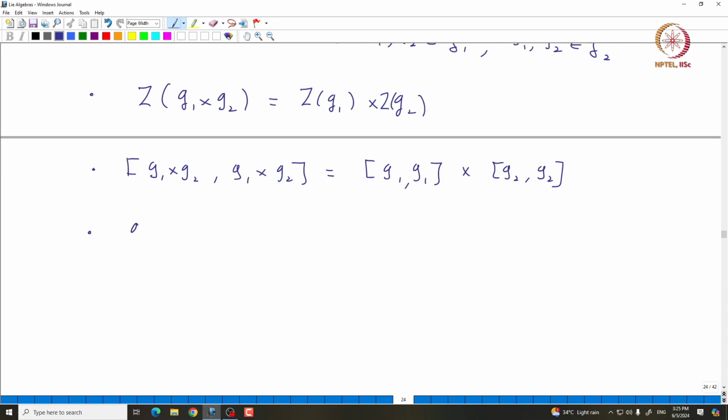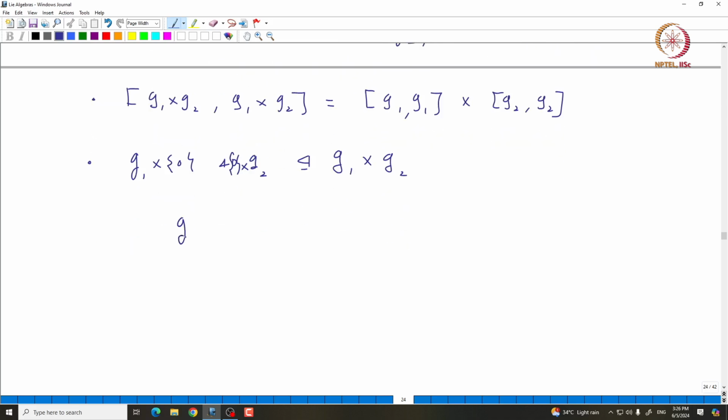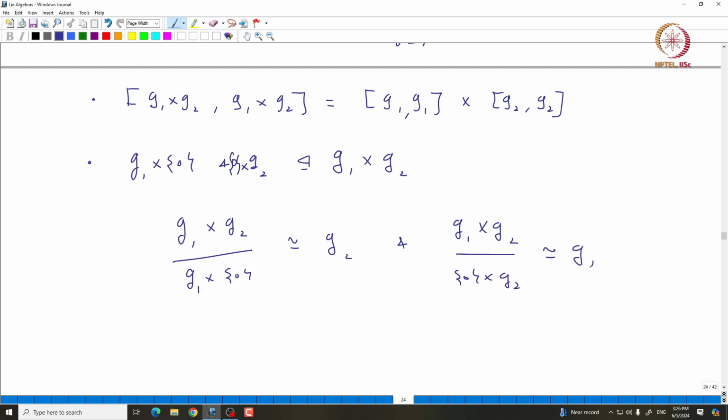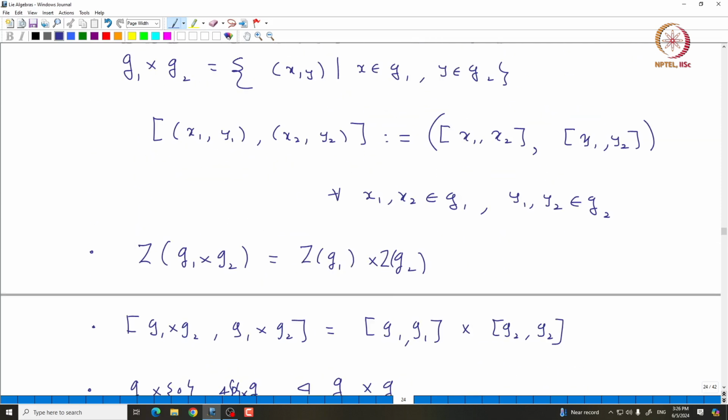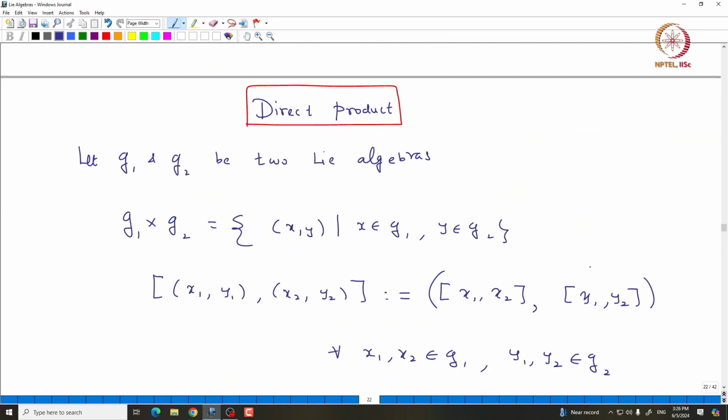And also if we take G1 cross 0 and 0 cross G2, both of them will be ideals inside G1 cross G2. And it is easy to see that if we go modulo this first ideal G1 cross 0, then G1 cross G2 modulo it will be isomorphic to G2, and if you go modulo 0 cross G2, then that will be isomorphic to G1. All these things can be easily proved, so I will leave it to you to check. This is actually called the external direct product.